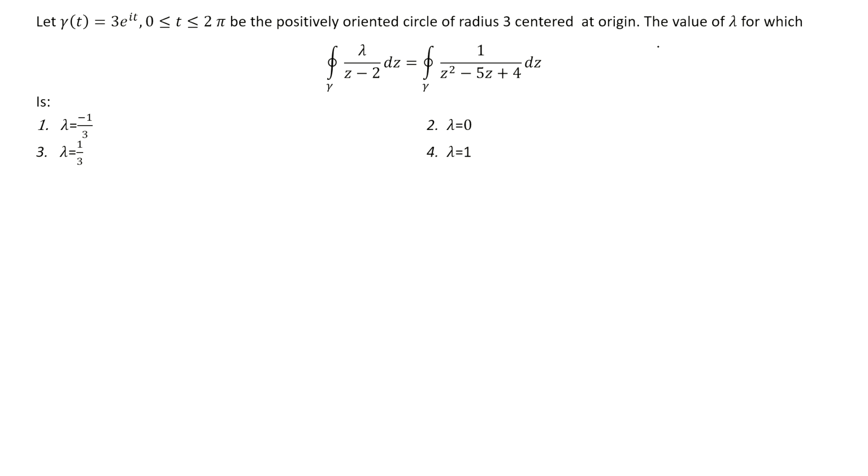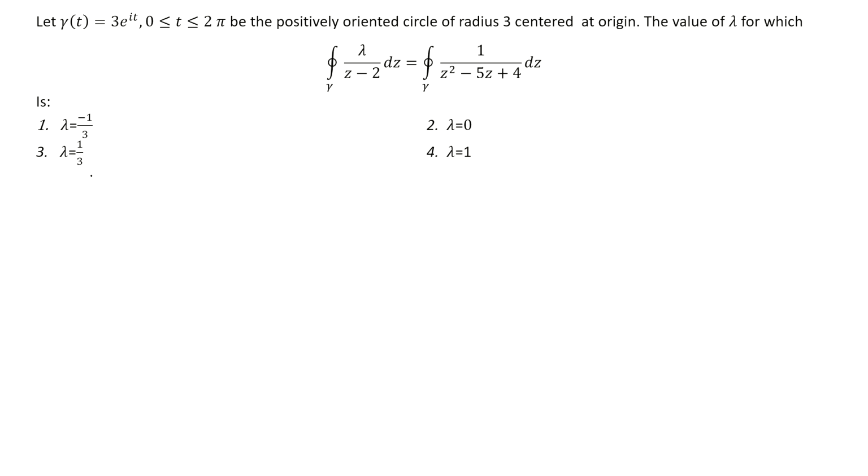The value of lambda for which integral over gamma lambda by z minus 2 dz is equal to integral over gamma 1 by z square minus 5z plus 4 dz is. So when these two expressions are equal to each other, what is the value of lambda? This is what we have been asked. And the options are minus 1 by 3, 0, 1 by 3 or 1.